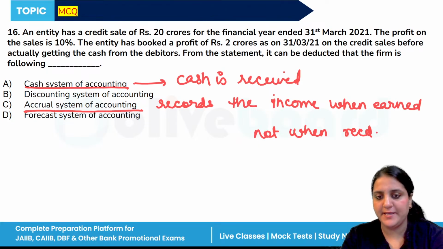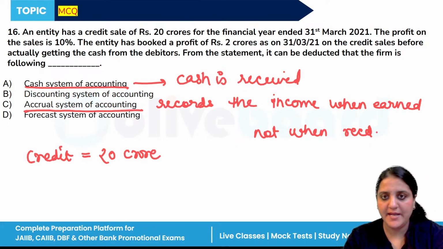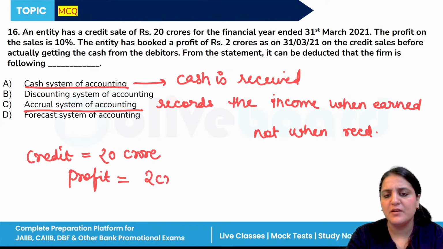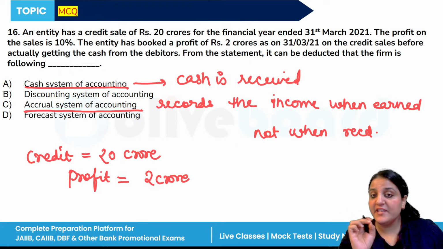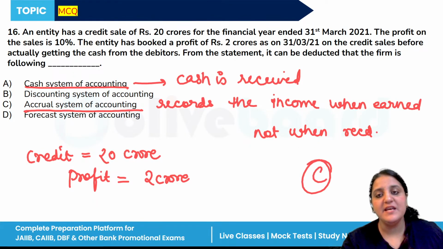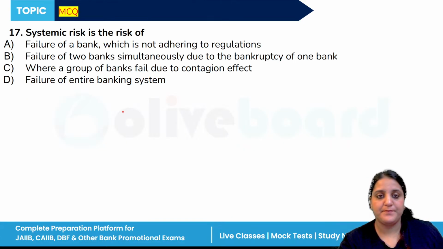We can take the example here. Suppose here credit sale is 20 crore, right? And profit is 2 crore, which is booked on 31st of March 2021, right? Even here cash is not received. That is called accrual system. So which option is correct? Option C is correct. Now the very important chapter, risk regulations in banking industry.